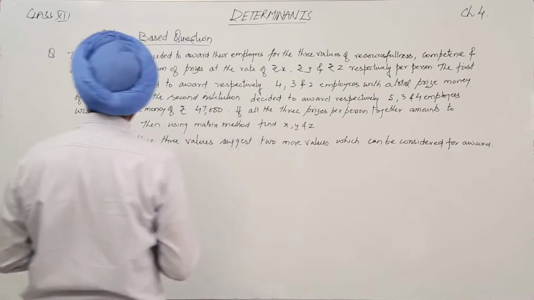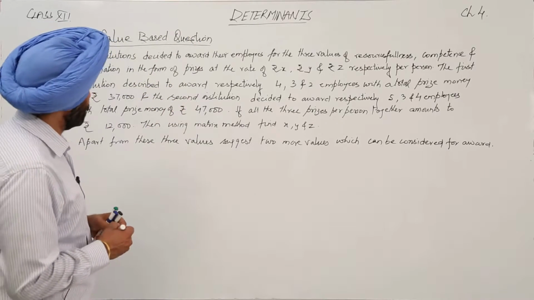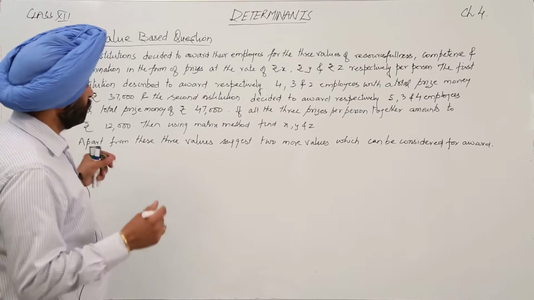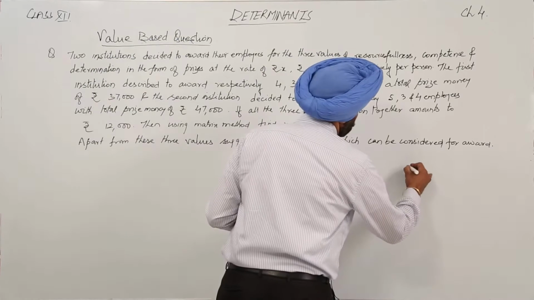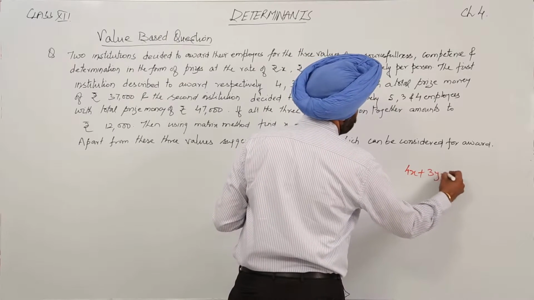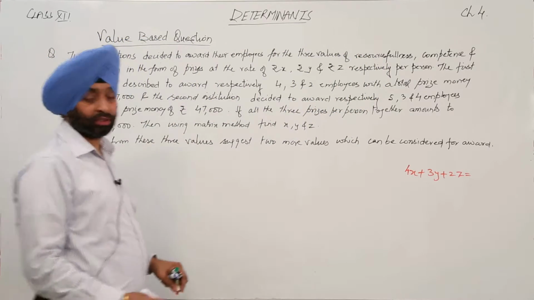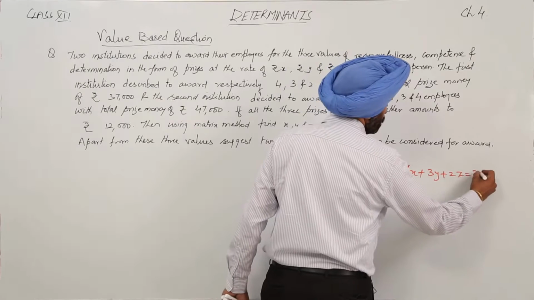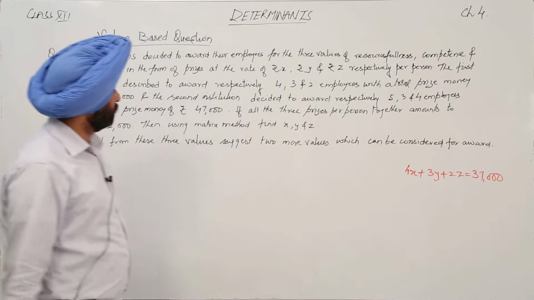Now we have equations, the variables are X, Y and Z. The first equation is for total employees that are 4, 3 and 2. So we can write it as 4x plus 3y plus 2z is equal to 37,000, the amount of money.